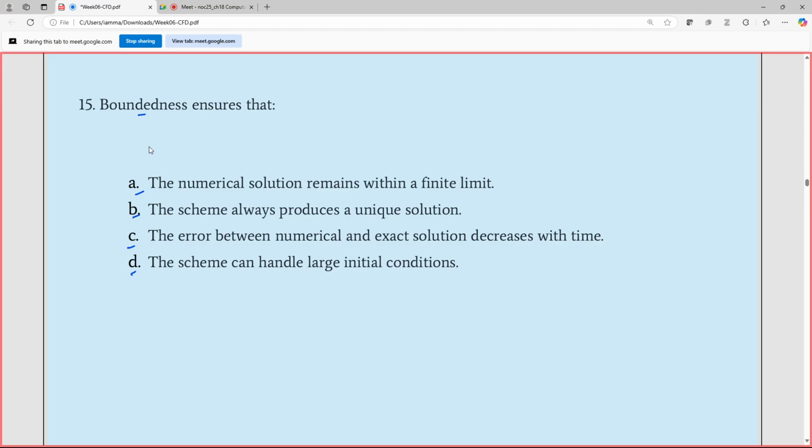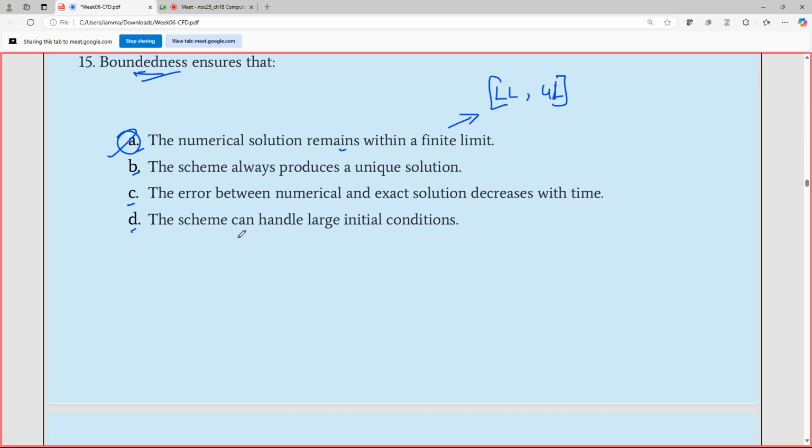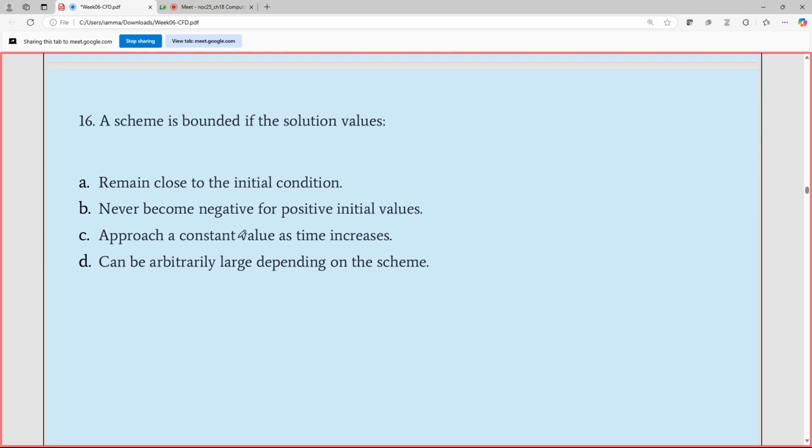So the answer is option A, that the numerical solution should remain within a finite limit. So there should be a lower limit and upper limit for the numerical solution. So the property which ensures that our solution of the system of equations is kept within a finite limit, such a property is called boundedness.